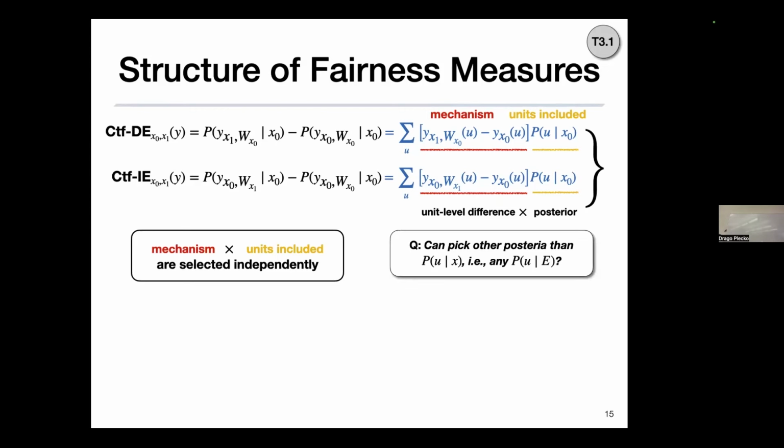And very nicely, you see there's a posterior P of U given X0, which means we're quantifying discrimination for the minority group. Would it be the case that there are other interesting posterior distributions that we could look at? For example, could we quantify direct and indirect effects for different age groups? Could we quantify different direct and indirect effects for different illness severity groups? Could we do something else as well? We have a lot of possible options.